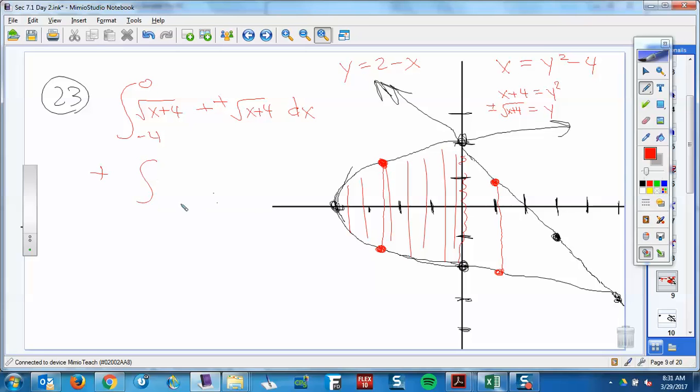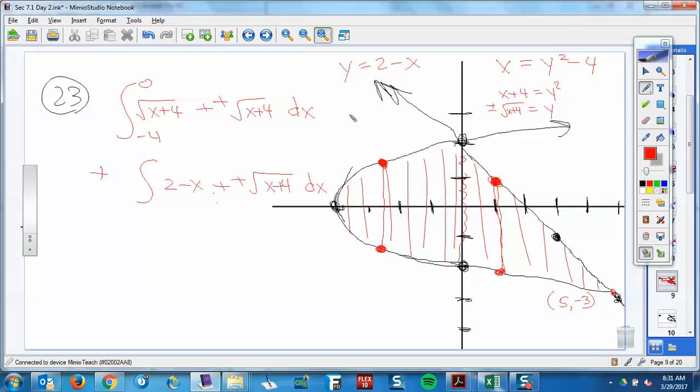Plus, what's this y coordinate? 2 minus x. Minus this y coordinate. Dx, and these strips fill the space and they go all the way out to 5. I think this is the point 5, negative 3, I think. And you would have to find that, right? You would have to set these two equal to each other somehow, right?